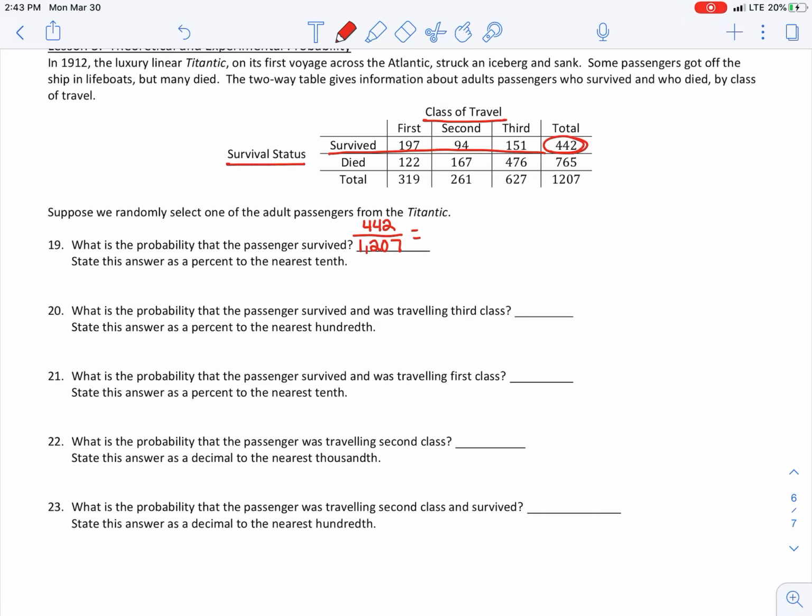So what you have to do, again, is divide that 442 divided by 1,207, and we get 0.36619, a big long decimal. And if you want to get it as a percent, you multiply it by 100, I'm sorry, not 1,000, and you get 36.6%, and that would be rounded to the nearest tenth.